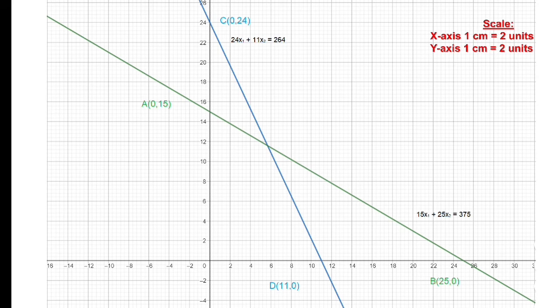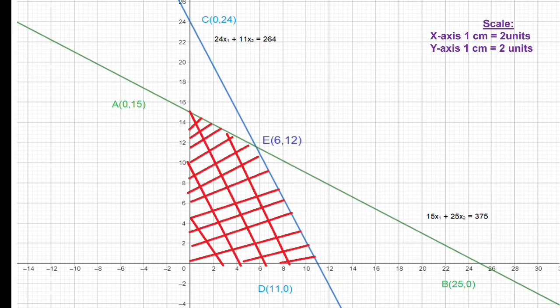On the graph sheet we are drawing, the E point will be the intersection. We can use the graph and we'll get approximately E of 6, 12, because it is close to 6 on the x-axis and close to 12 on the y-axis. So we can take whatever exact value it is, but we are approximately considering it as 6, 12. Now the corner points will be A, O, D and E.